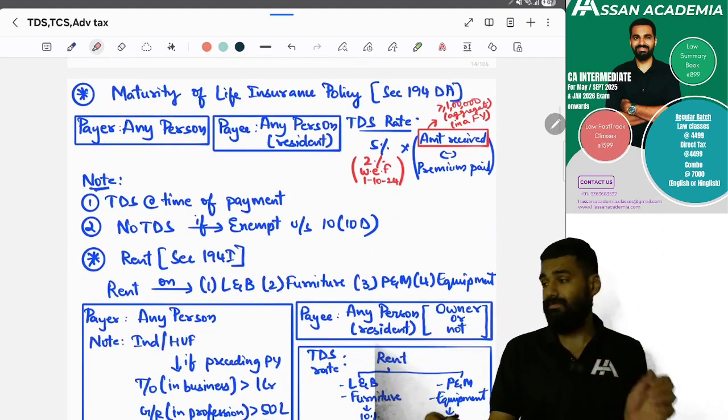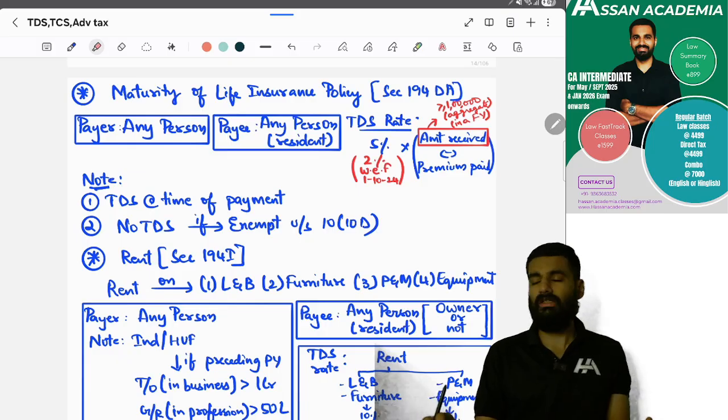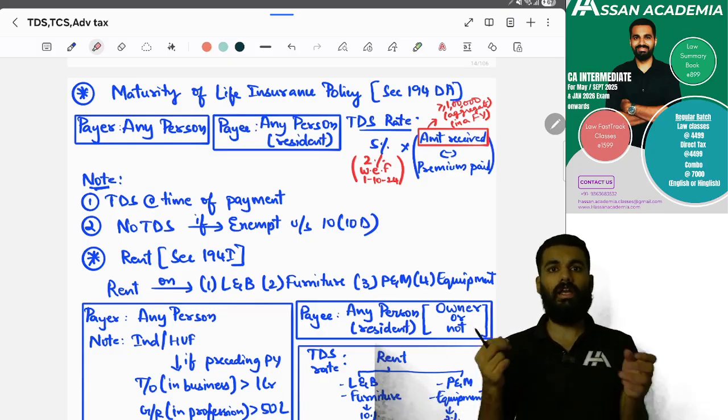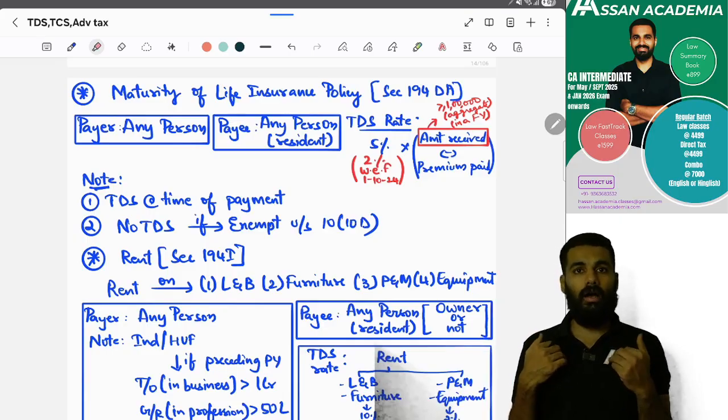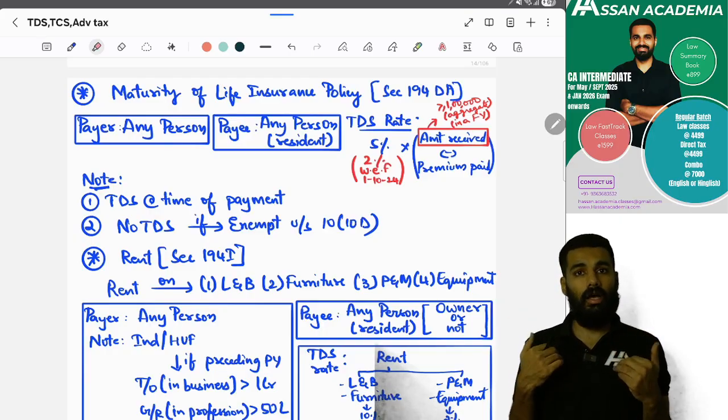Next, maturity of life insurance policy. Any person is making payment to a resident person. Yes, so we are getting the life insurance policy. It got matured, so the resident person is getting the amount.